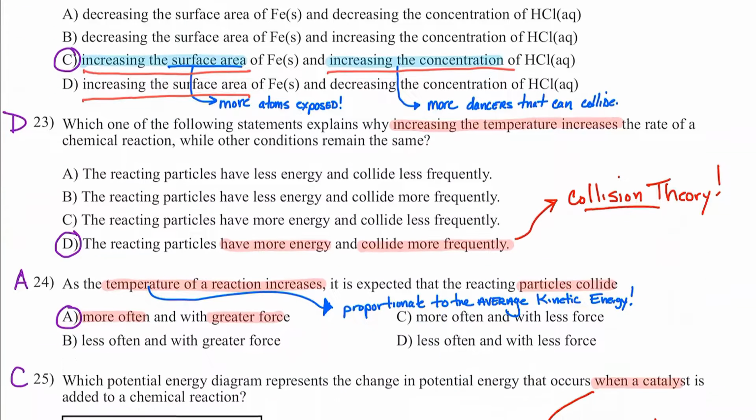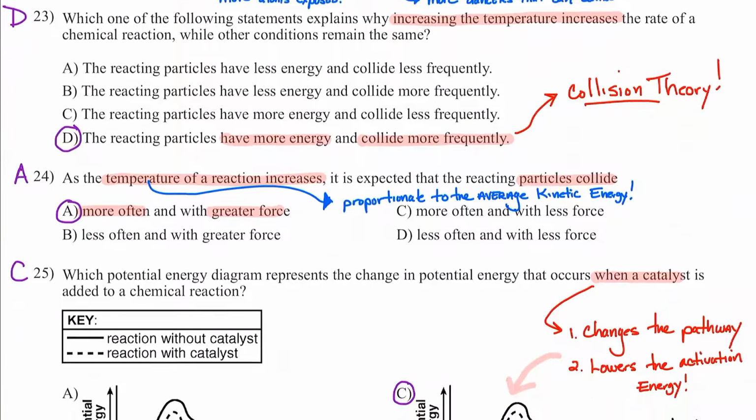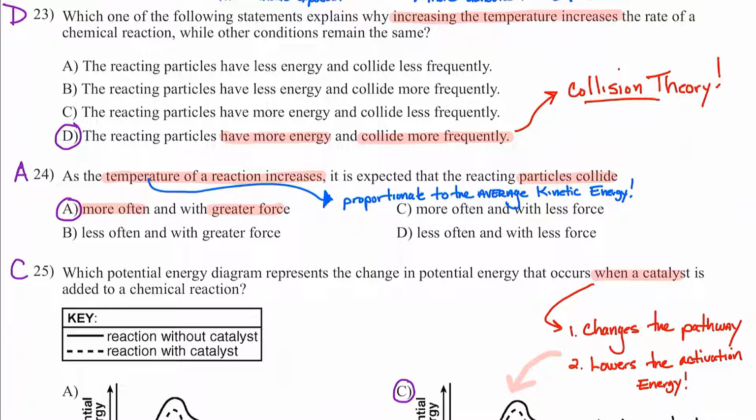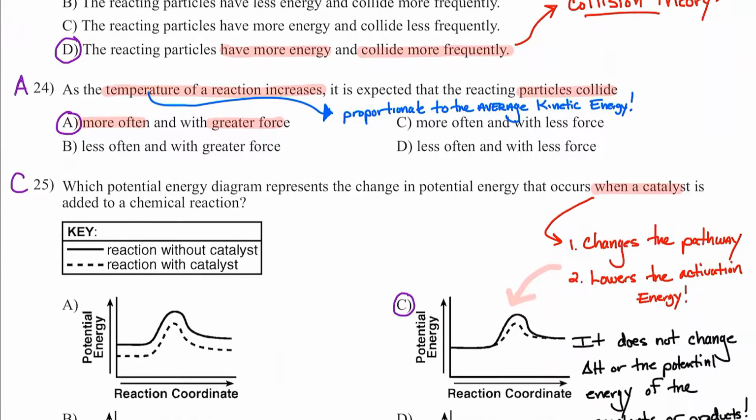23. Which of the following statements explains why increasing the temperature increases the rate of a chemical reaction while other conditions remain the same? Well, temperature is what? It's proportional to the average kinetic energy. Kinetic energy is motion energy. If you go faster, you're going to collide more frequently. When we go to a bad Grotsky family reunion because we're terrible dancers, when the music goes up, more injuries can occur because we're going to collide more often. Okay? So that's why D is the answer.